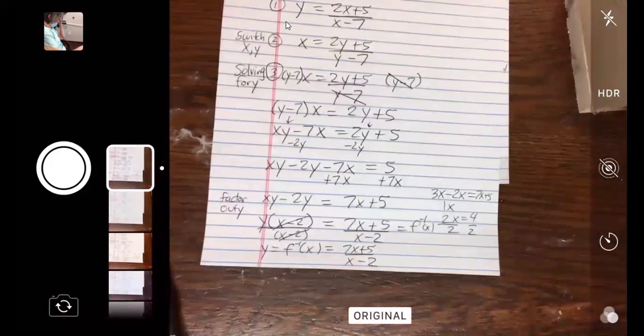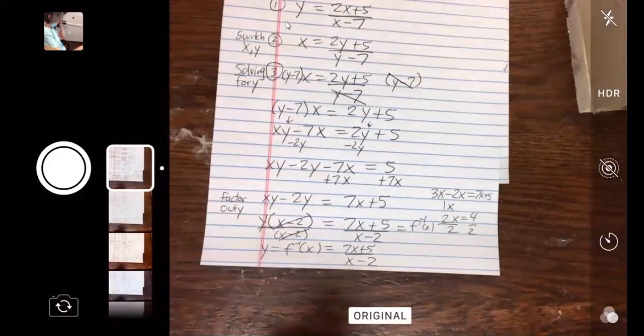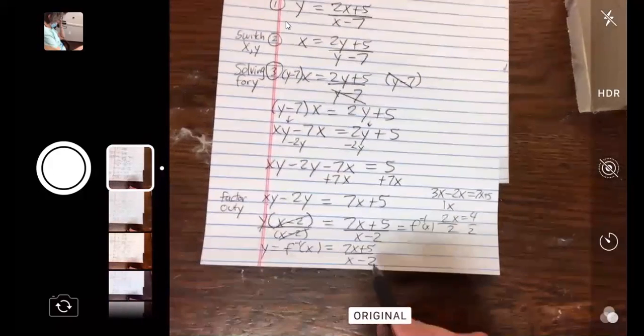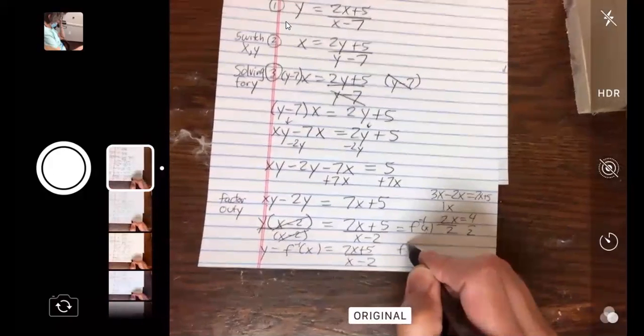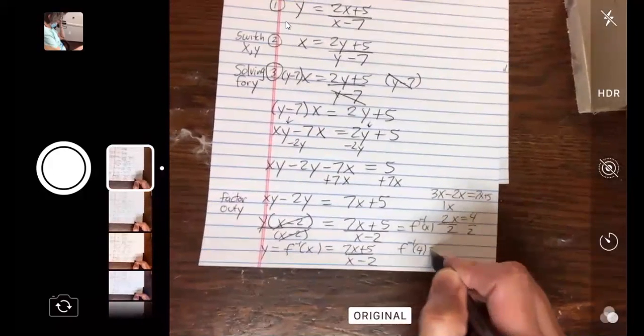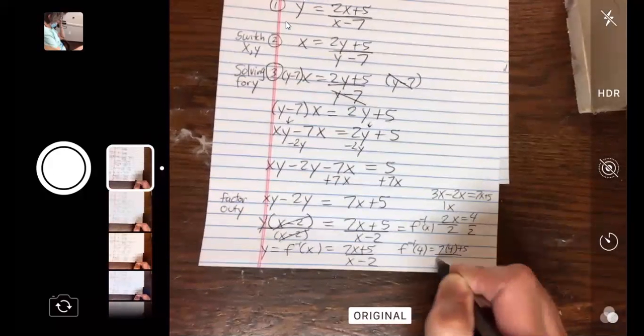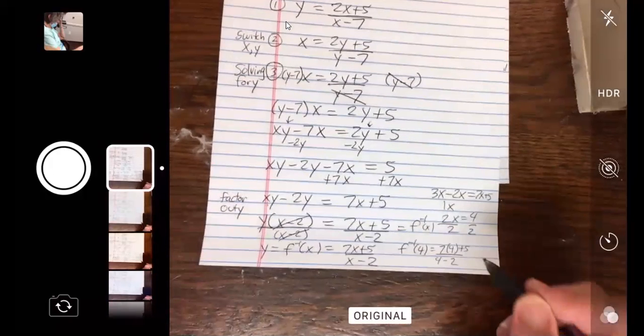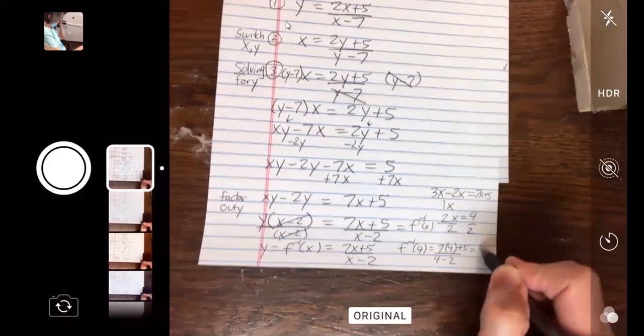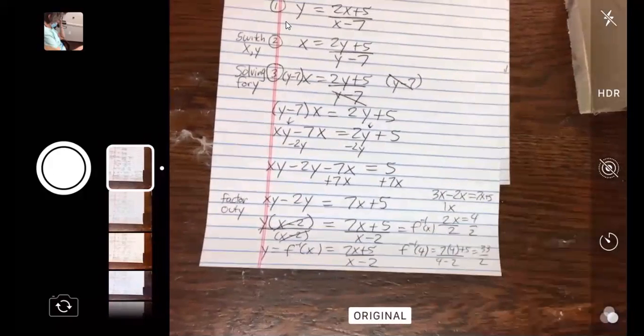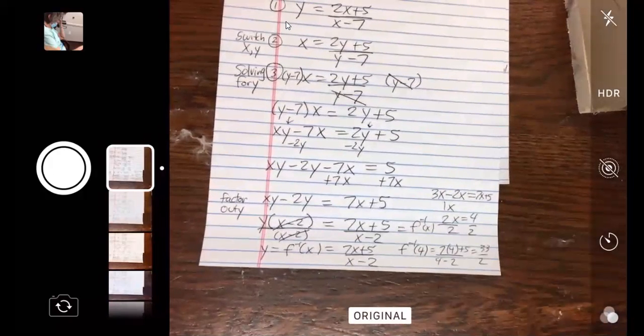Oh, okay. And if I wanted to find D, would that be the same thing, just plugging in 4 after I found the inverse? That's correct. Now that you've got the formula for the inverse, you would simply plug in x is 4. So f inverse of 4 would be 7 times 4 plus 5 over 4 minus 2. 28 plus 5 would be 33 over 2.